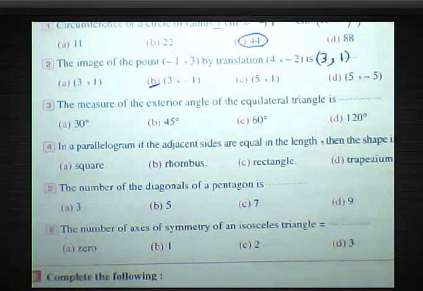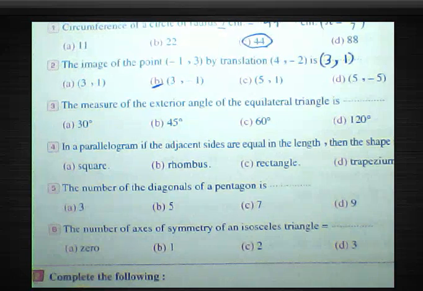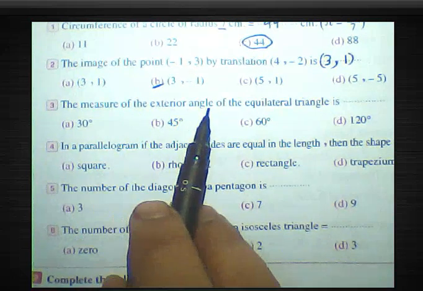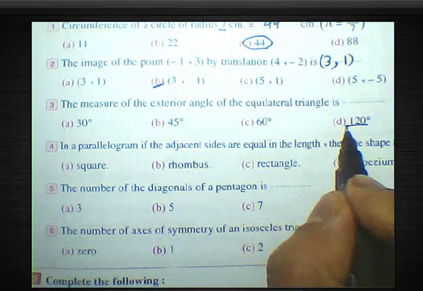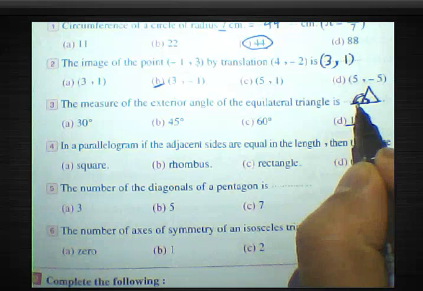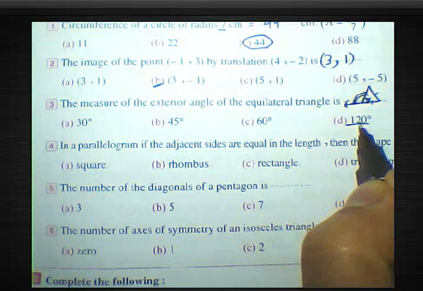The measure of the exterior angle of a quadrilateral equal space. About triangle. The measure of the exterior angle of an equilateral triangle equal 120, because the interior angle equals 60 degrees. Asked about the exterior angle here, 180 subtract 60, it will be 120 degrees.